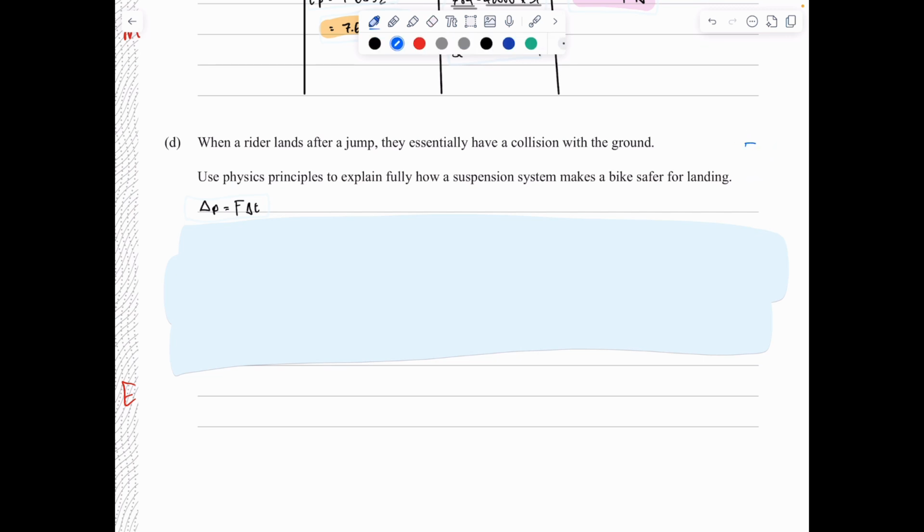The springs, as they compress, are actually increasing the time taken for the bike to fully make impact with the ground. And so by increasing the time component, you're actually decreasing the force of impact. That's because if this equation is rearranged, we can rearrange to find force as momentum over time. As you can see, momentum is proportionate to force, and so by increasing the time, you're decreasing the force of impact, and that's going to be a lot safer for the bike, for landing.